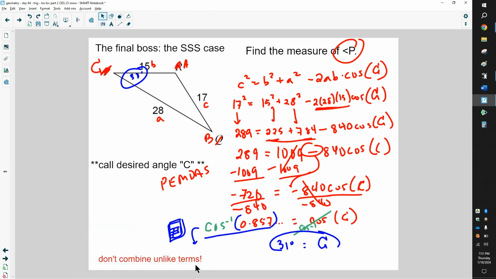So what I mean by that, going back to the complete work here, let me grab a highlighter. These right here are like terms. I combine them. Great. These right here are not like terms. And the reason is one has a cosine attached to it over here and one doesn't. So I didn't combine them. I moved the 1009 to the other side to combine with 289 and then divided and so on and solved to get 31 degrees. So that should put you in good shape to practice with the law of cosines. Good luck.